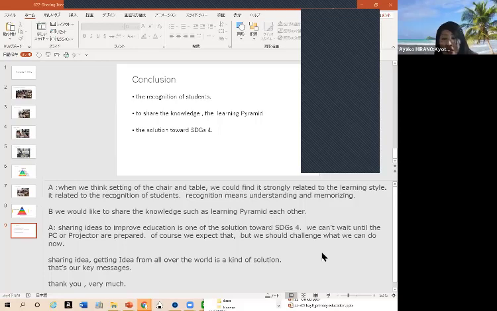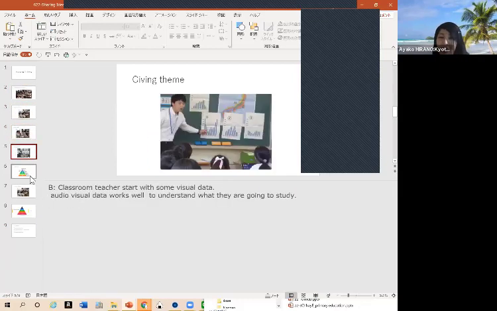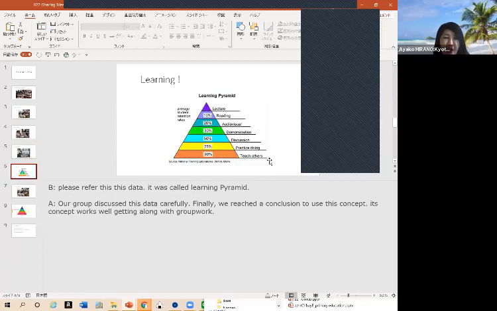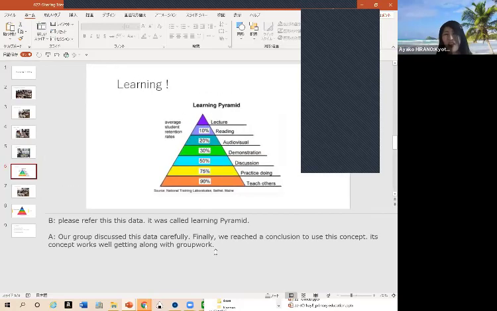And this is my question. Do you think that the different style of learning improved your memory? If you started learner-centered style, do you think you remember more than before? Yes, because in learner-centered style, students have more activity in the classroom, and we can remember what we did. Okay. Thank you very much.